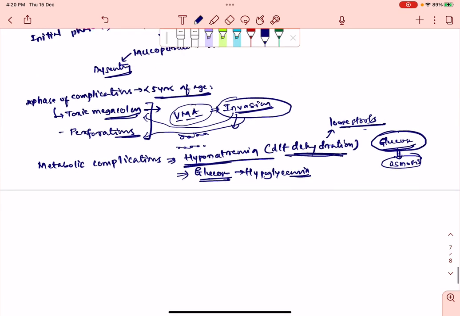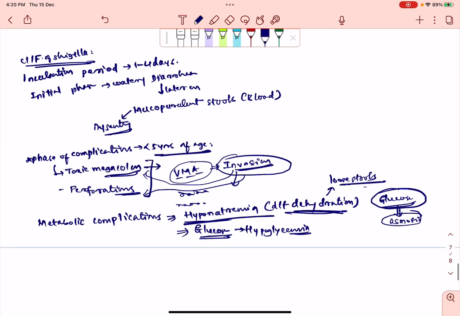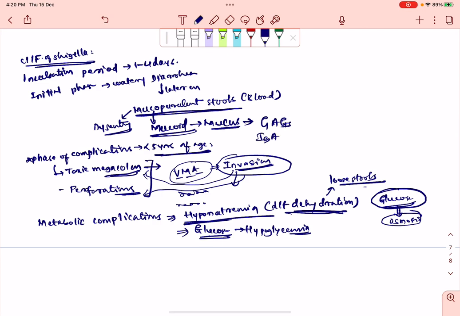The hypoglycemia can also be explained through mucopurulent stools. What are mucopurulent stools? Muco means mucoid. What is mucoid? It contains mucus. What does mucus contain? GAGs, IgA, other nutrients like glucose, and there is loss of blood.